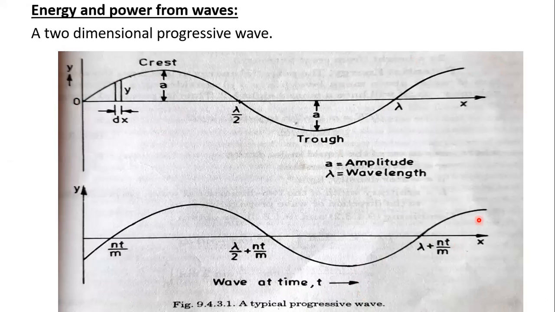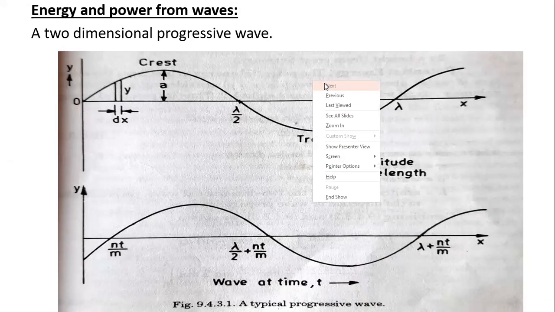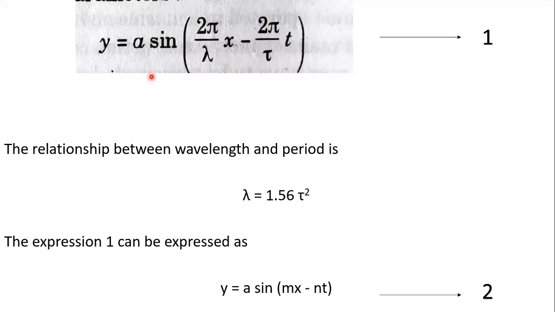The wave may be represented by the following relation involving some parameters. How can we represent this wave? y = a sin(2π/λ x − 2π/τ t), equation 1, where y is the height above its mean level in meters. A is the amplitude in meters. All will be in meters only; only τ will be in seconds.